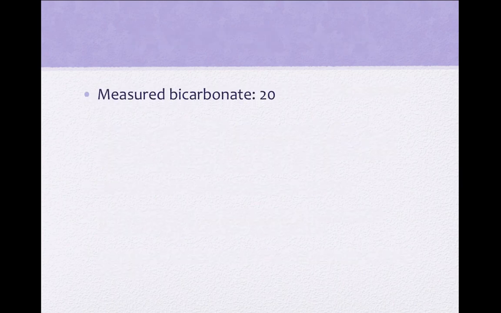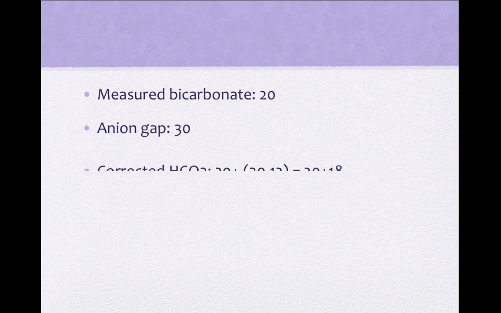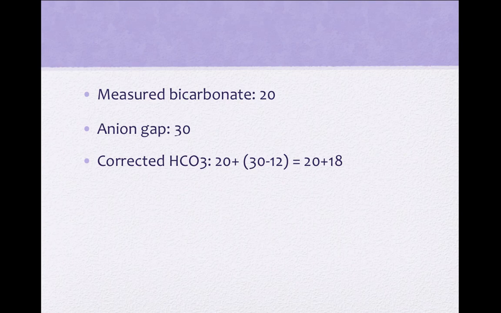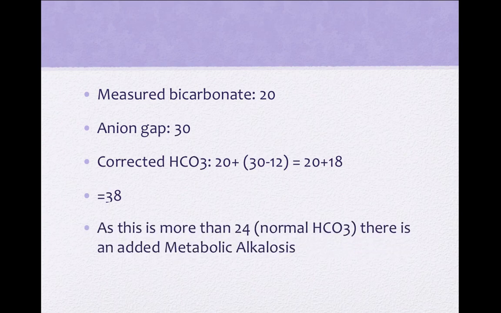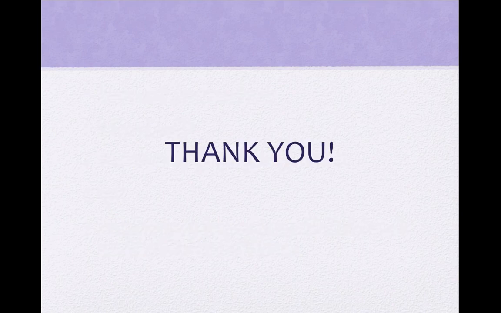Now, let's say the patient's bicarbonate is 20 and the anion gap is 30. So what will be the corrected bicarbonate? It will be 38. As this is more than 24, which is the normal bicarb level, there is an added metabolic alkalosis.